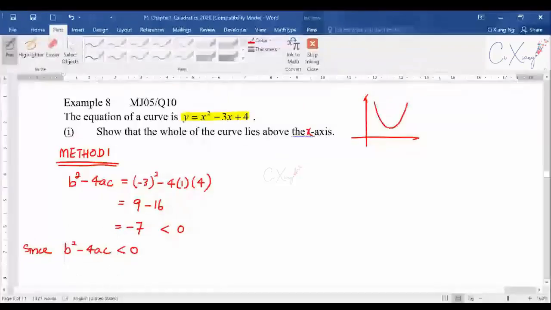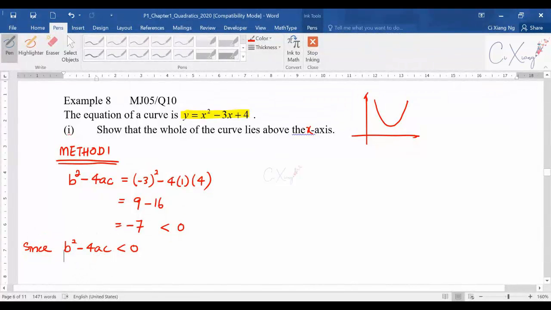Is this result sufficient to prove that the whole curve lies above the x-axis or not? Please think. A lot of students might think that after getting b squared minus 4ac smaller than 0, the whole curve lies above the x-axis. If you make the conclusion like this, it is wrong. Because b squared minus 4ac smaller than 0 generally means you might have two cases, case number 1 or case number 2. Both have b squared minus 4ac smaller than 0.